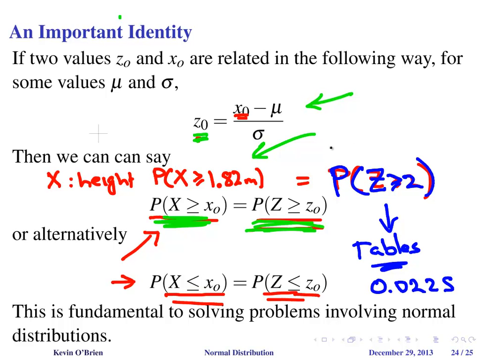0.0225. So if this is equal to this, and this is equal to this, then the probability of X greater than 1.82 is equal to 0.0225. This is something you can look up in the tables, a value like this. Very simple job, and then you have your answer to your question. It's fundamental to solving problems involving normal distributions. I'm going to leave it there. The couple of other matters that I've raised are best dealt with in other presentations.